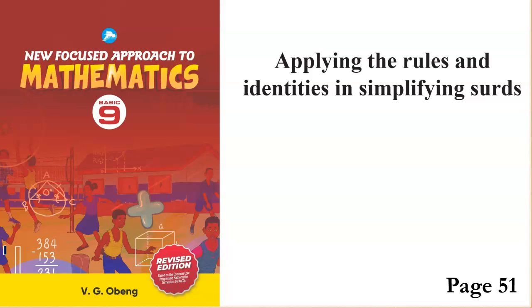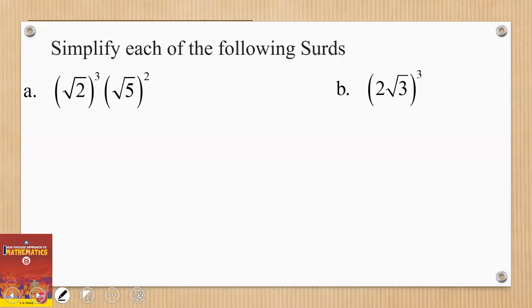This is the revised edition, and in this lesson, we want to learn how we can apply the rules we studied earlier in simplifying sets or in solving questions. So, applying the rules and identities in simplifying sets. This lesson can be found on page 51. Now, our first example is to simplify each of the following sets. Remember, we've learned the rules, so we're going to apply the rules.